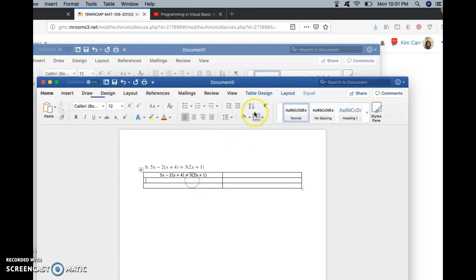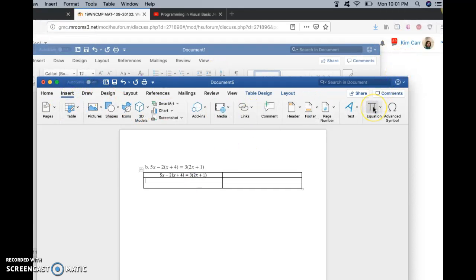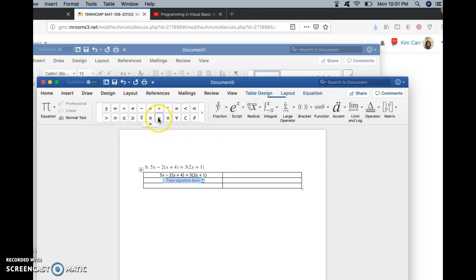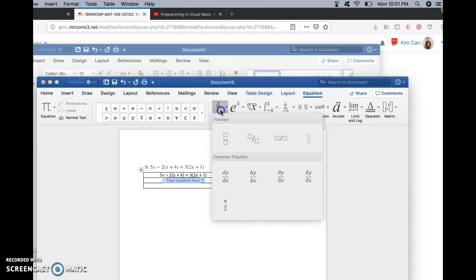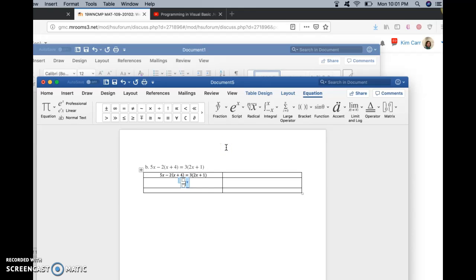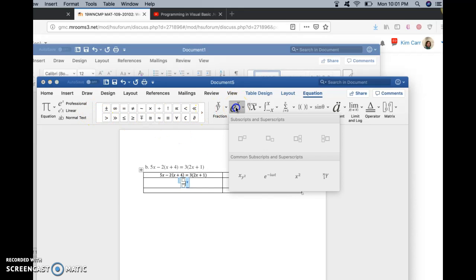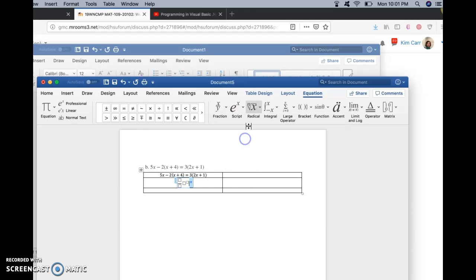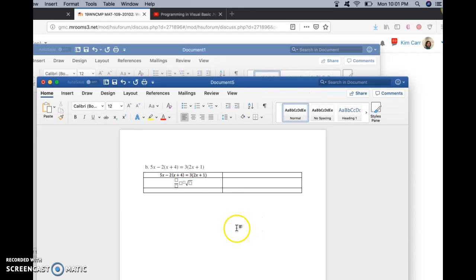If for some reason you needed to type fractions, you do insert equation. This is your fractions right here. If you needed an exponent, you would go right here. If you needed a radical, you go right here. And I really just did some of that so I'd have something to show you.